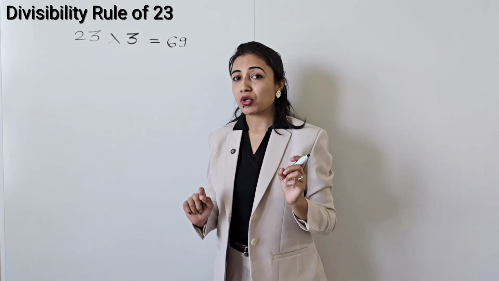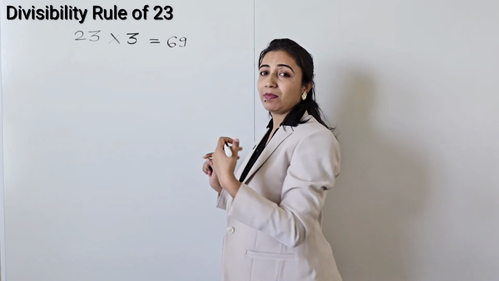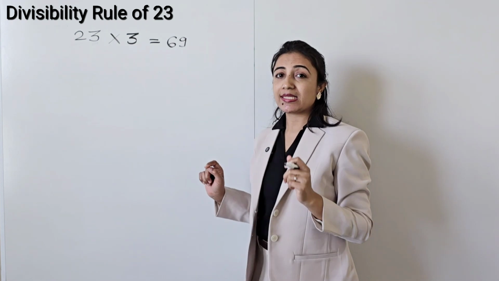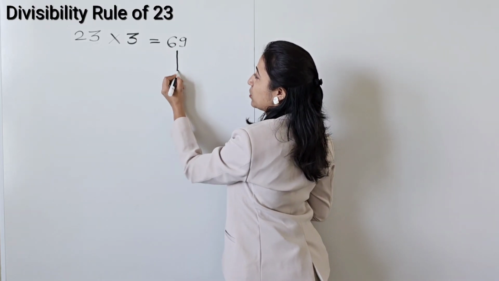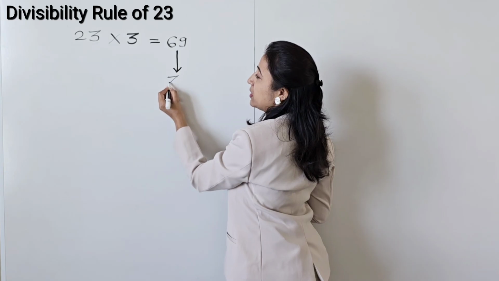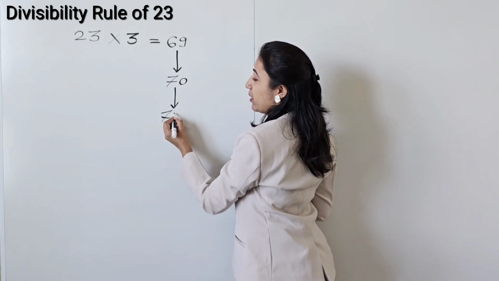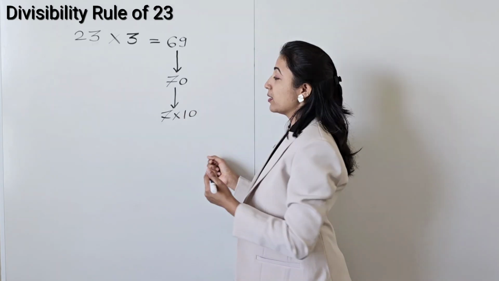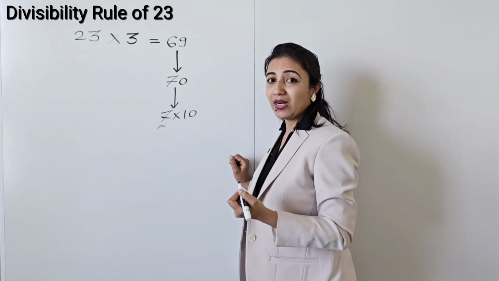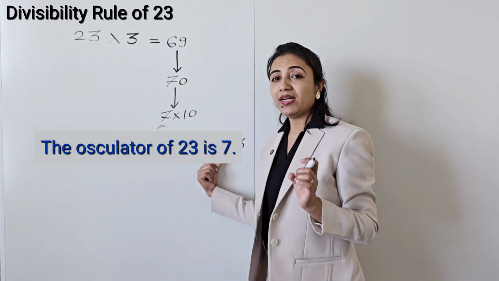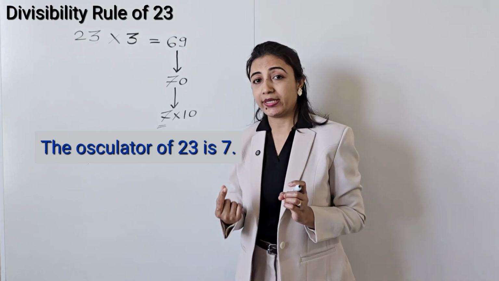In the next step, you have to check that this 69 is near to a multiple of 10. So yes, 69 is near to 70, a multiple of 10, and this 70 we can write as the product of 7 into 10. So here this 7 is called the osculator or multiplier. When we are using the divisibility rule for 23, at that time we require this osculator number.